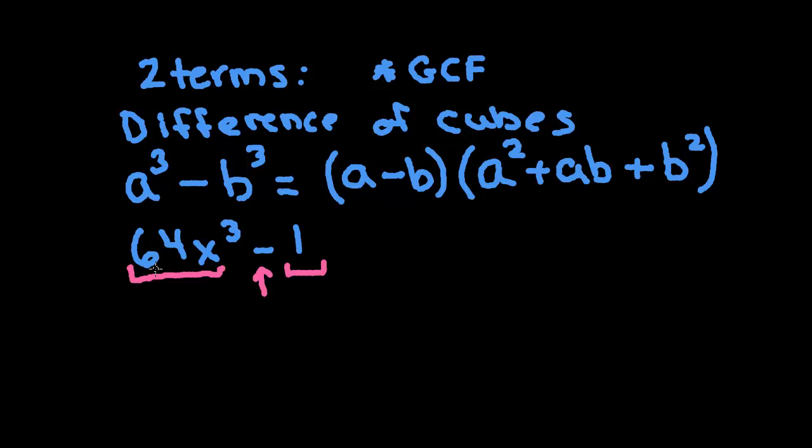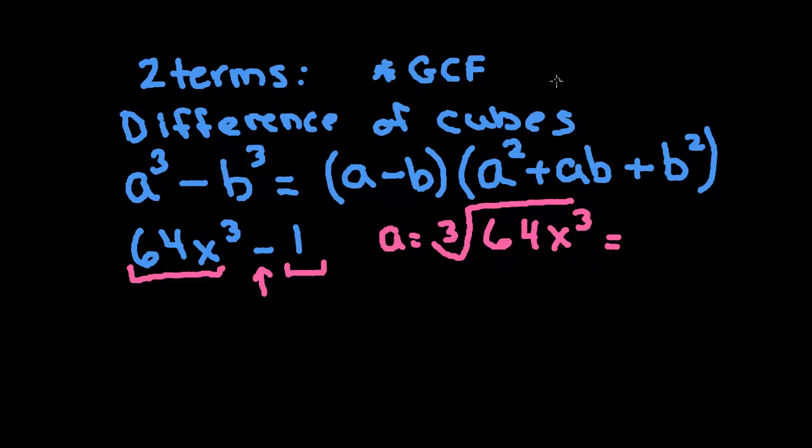So what is the cube root of 64x to the third? That is going to be the value of a. So what times itself 3 times is equal to 64? Well, if we have 4 times 4, we get 16. And then 16 times 4 is 64. So we end up with 4, and the cube root of x to the third is just x. So our a term is going to be 4x.